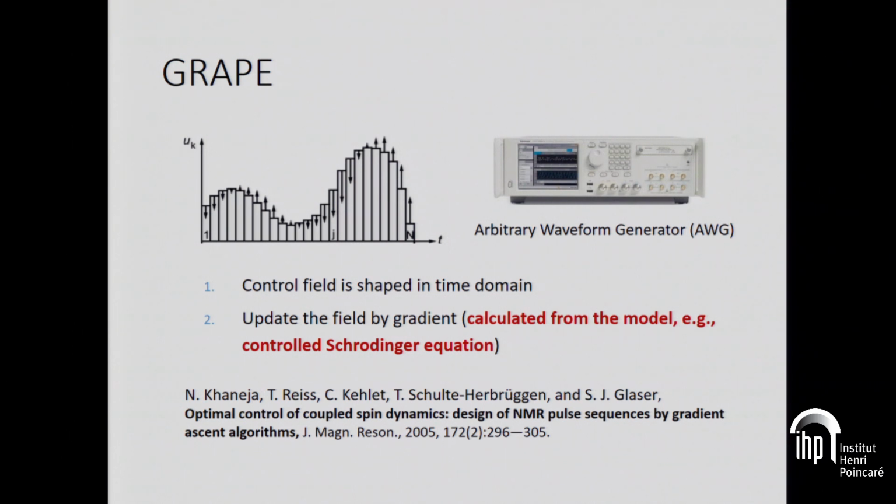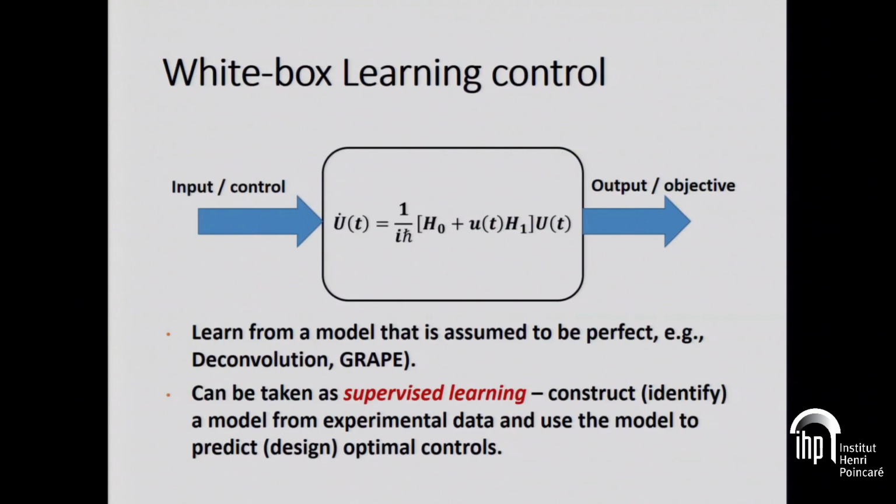So in 2005, Khaneja and a lot of his collaborators proposed that the gradient algorithm can be applied to optimize these pulses. So basically, the idea is also the same. The gradient is also calculated from the model using the Schrödinger equation or whatever equation for modeling the system.